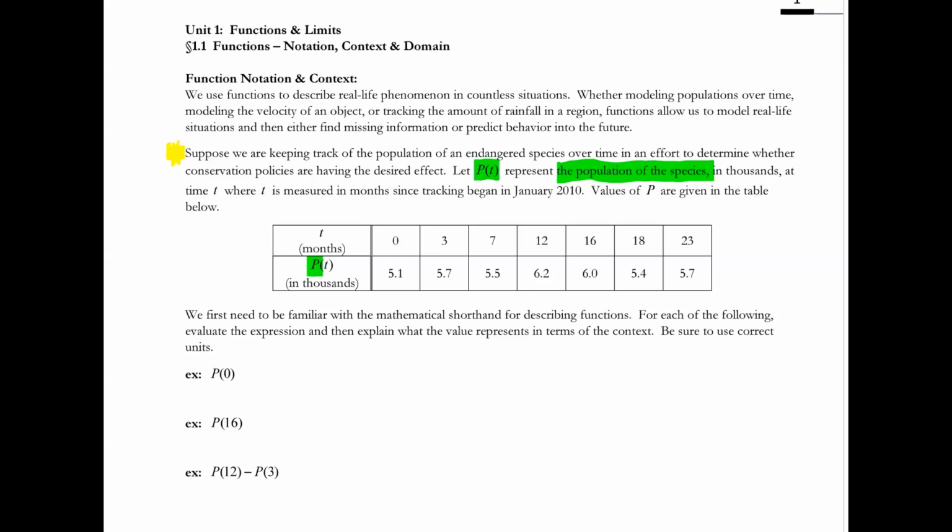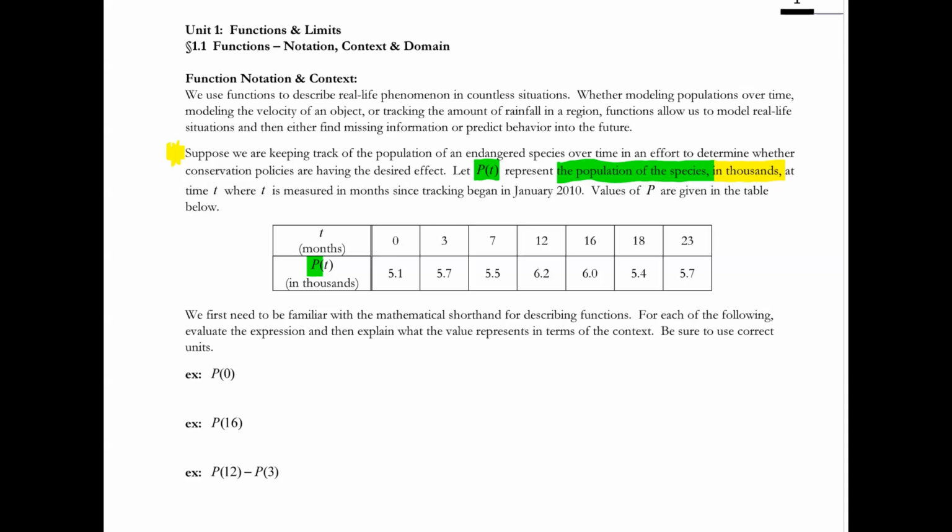The other thing we want to be really mindful of is our units. So P is measured in thousands. So thousands of, I'm going to say, individuals. I really think that problem could be a little more clear. Are we talking about plants? Are we talking about animals? I'm just going to use the phrase individuals.